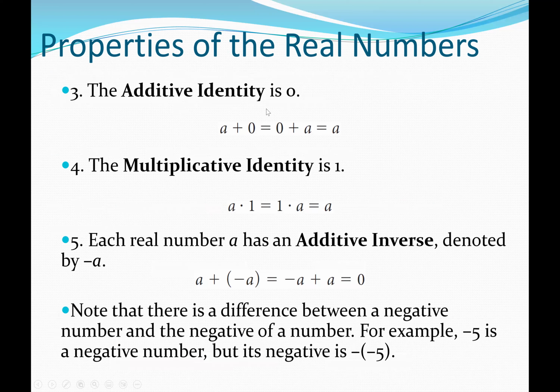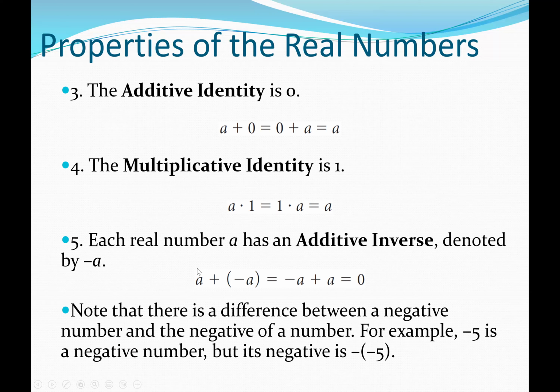Then we have the additive identity. Additive identity is 0. For example, A plus 0 is the same as 0 plus A, and then the answer will be A. Now with multiplicative, it will be 1 because 1 times any number is the same number. So with 0, we do additive because 10 plus 0 or 0 plus 10 is the same as 10. 10 times 1 or 1 times 10 is the same as 10. So the multiplicative identity is 1 and the additive identity is 0.